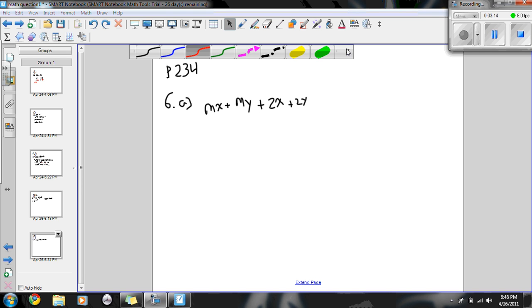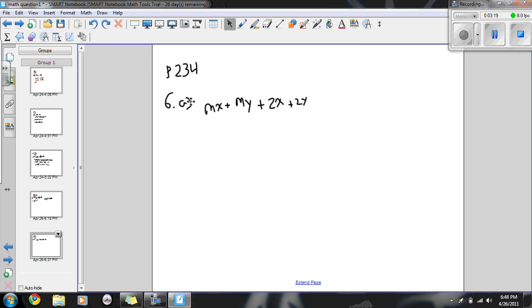So we're doing page 234, question 6A. The question asks to factor by grouping. As you can see, it's mx plus my plus 2x plus 2y. To factor by grouping, you'll have to put the like variables or like terms together. In this, we have x and another x, and we have y and y. So we have to group them.